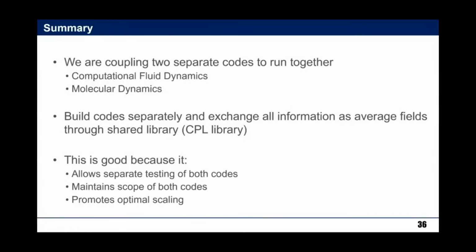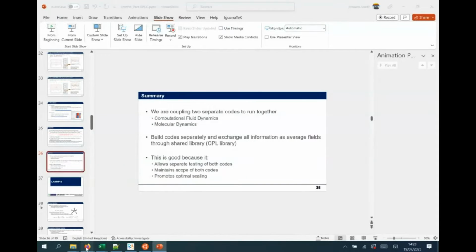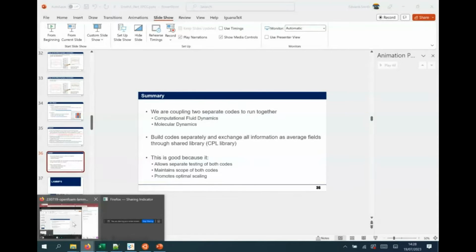Okay, brilliant. So just to summarize, we're coupling two codes together, CFD and MD. They're built separately, and then they link together as a shared library into both codes with a minimum set of commands. So you're making a minimum set of changes within your codes. And this is good because it allows you to test both codes independently and keep them tracking the latest repository version. It maintains the scope of both codes, and it also promotes optimal scaling because all exchange is point to point. So with that, I'll stop and I'll hand over to Gavin next.